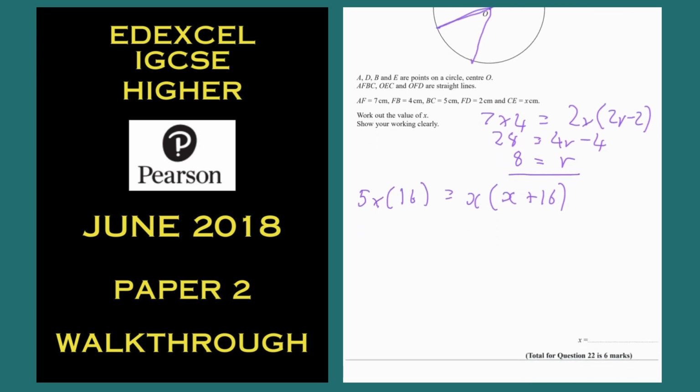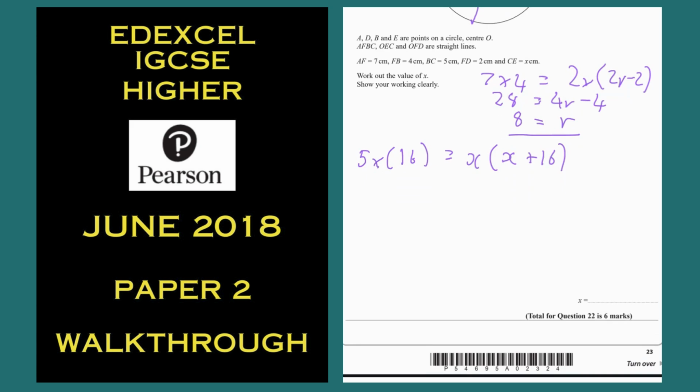You've now got enough to work on to find x, because this is a quadratic. Let's tidy it up. 5 times 16 is 80. That's x squared plus 16x. I'll save myself some room. I'll take 80 away from both sides. We now need to solve it. Because it says work out the value of x, it doesn't give you a clue really that it doesn't factorise. Sorry, you can factorise it, but it doesn't matter.